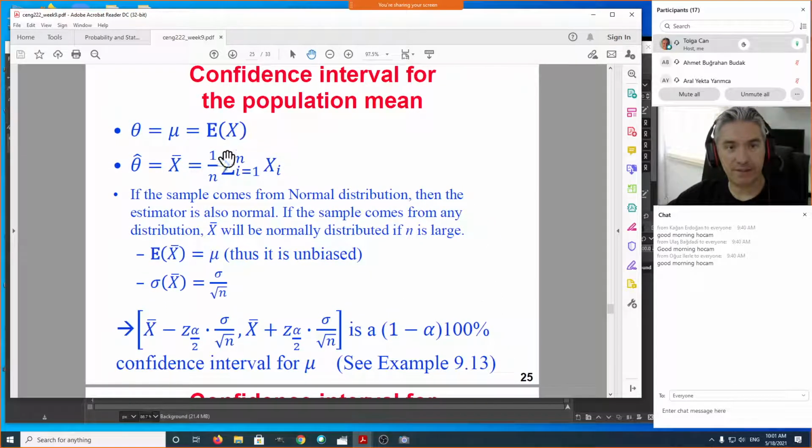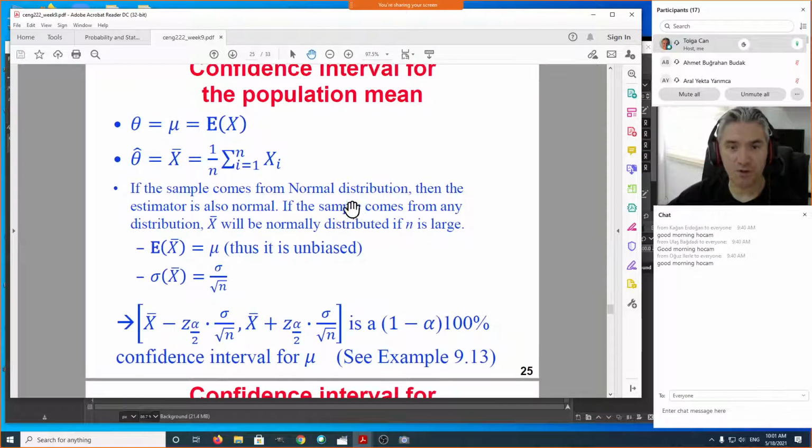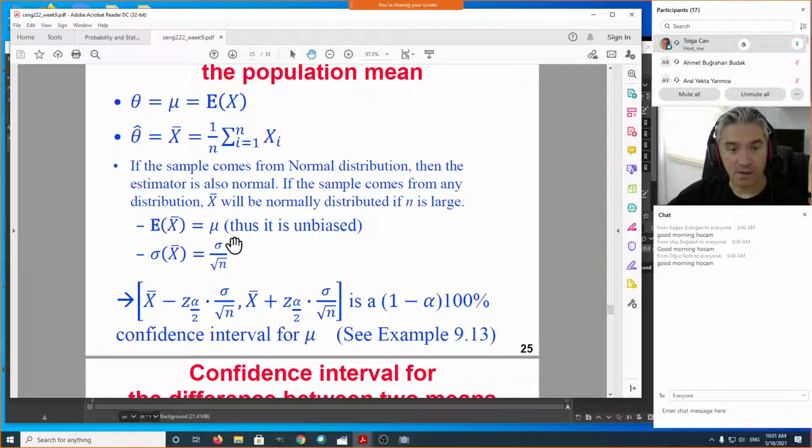Now, the easiest example of a confidence interval for a population mean is for mu, with X bar as our estimator. If the sample comes from a normal distribution, then the estimator is also normal. If the sample doesn't come from a normal distribution, X bar will be normally distributed due to the central limit theorem if our sample size is large. It's unbiased.